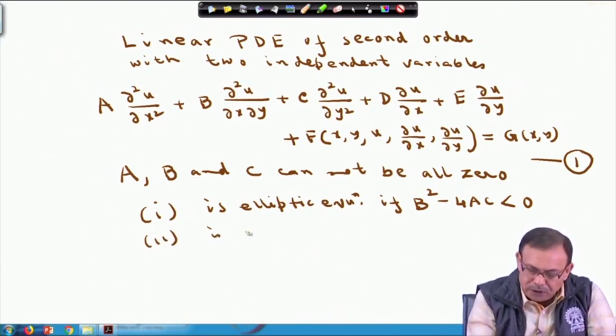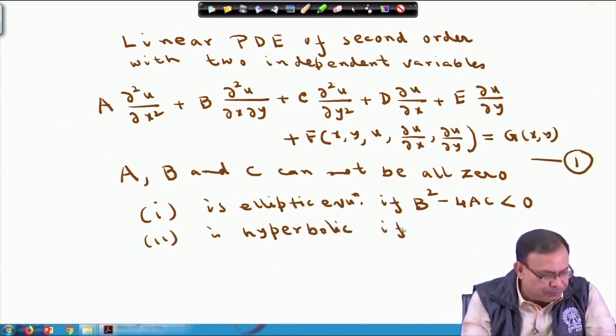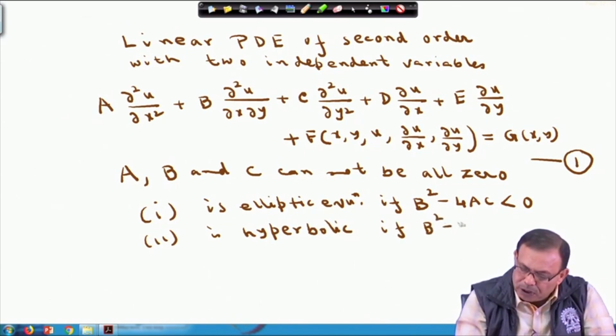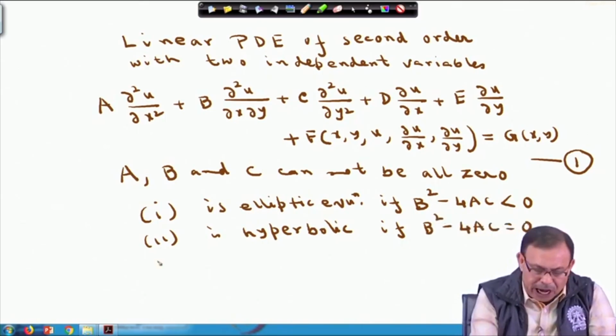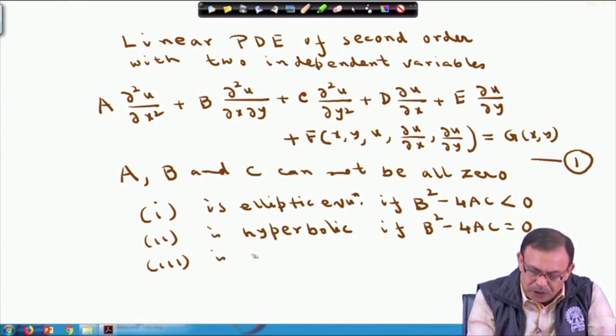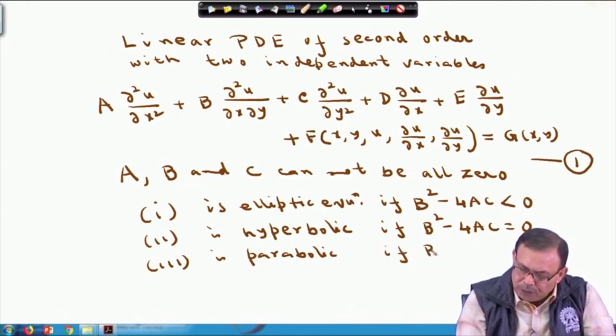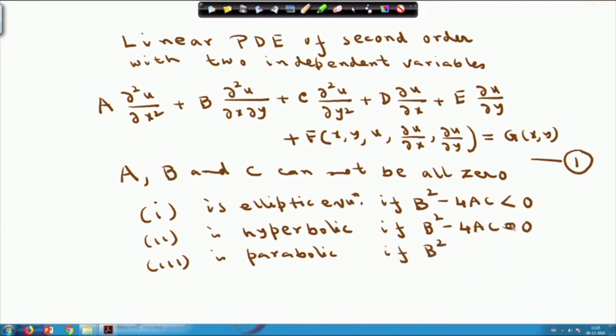Number 2 is hyperbolic if b square minus 4ac is greater than 0, and parabolic if b square minus 4ac equals 0. So, these are the three classifications basically we have.